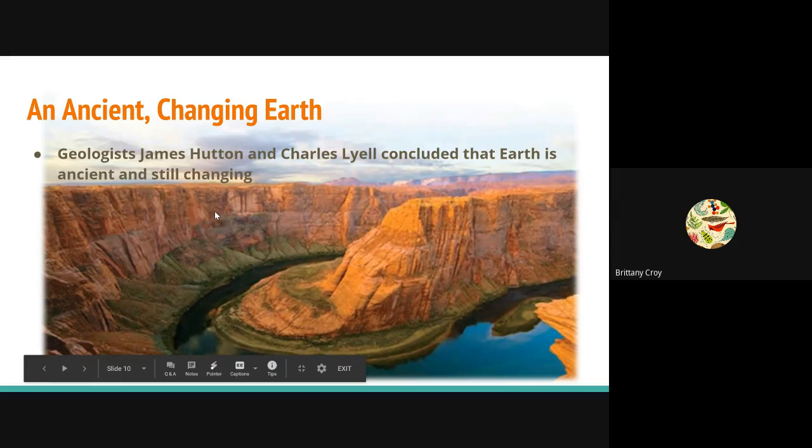Two geologists named James Hutton and Charles Lyell studied this, and they basically concluded that it must have taken a long time for water to be able to wear away stone.